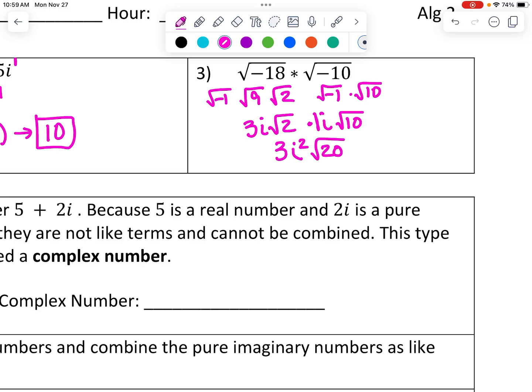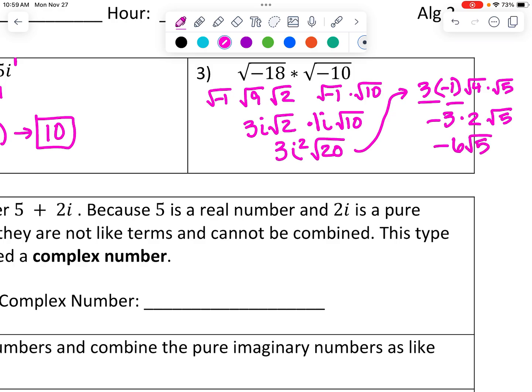A little bit more simplifying left to do. 3 is going to stay the same. i squared, I'm going to go ahead and get rid of that and make it a negative 1. And my square root of 20, I can break into radical 4 and radical 5. So I have 3 times negative 1 is negative 3. The radical 4 is 2. And my radical 5 will stay the same. So I'm going to have negative 6 radical 5. So simplifying the square roots, then simplifying our powers of i all the way down to our final answer.